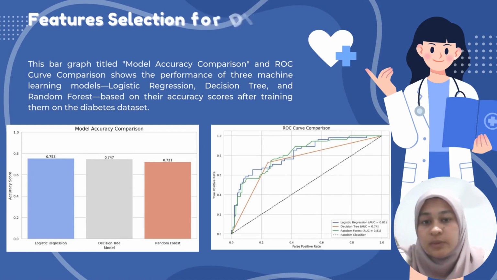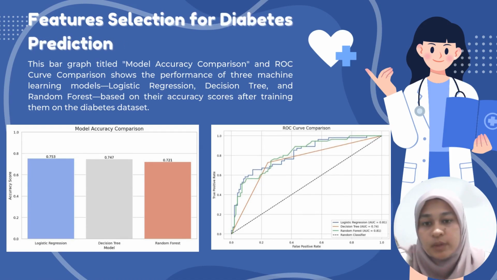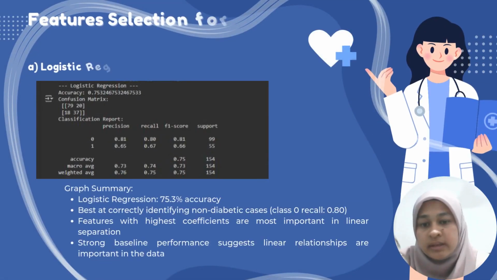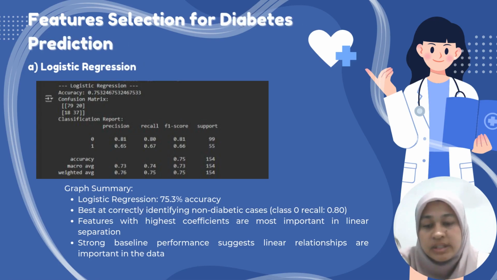This bar graph titled Model Accuracy Comparison and ROC Curve Comparison shows the performance of three machine learning models, which are logistic regression, decision tree, and random forest, based on their accuracy scores after training them on the diabetes dataset that I said earlier, with 8 features. So number 1 is logistic regression. The graph summary is logistic regression has 75.3% accuracy, best at correctly identifying non-diabetic cases, like class 0 recall 0.8.